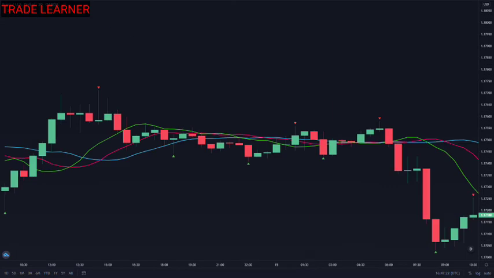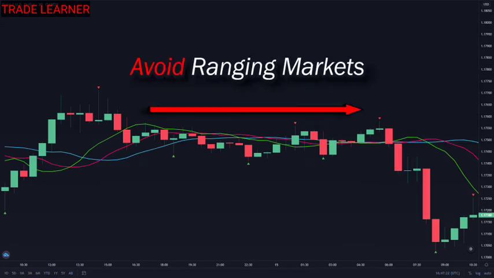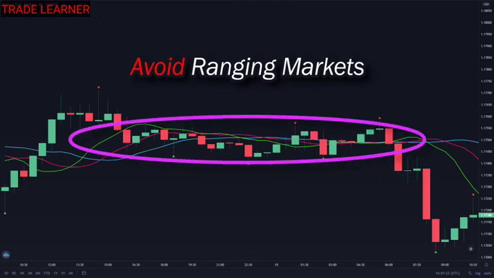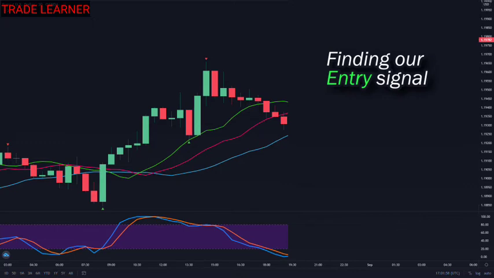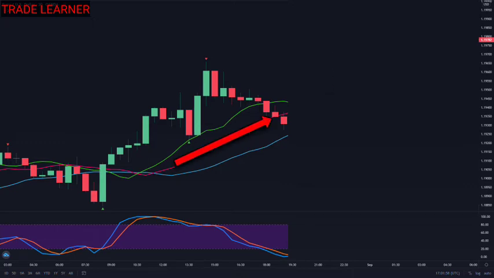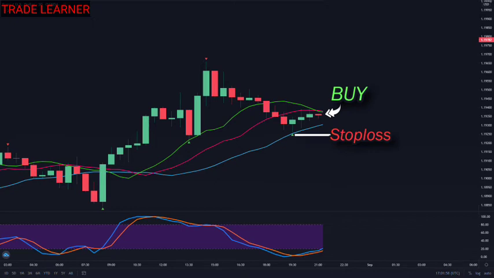Remember, we want to avoid ranging markets that have no clear direction, which can be identified by the lines crossing multiple times in the middle like this. So, once you've identified a trend, the next step is finding our entry signal. If the market is on an uptrend and a bottom fractal appeared while the stochastics RSI is at oversold, you take a buy position. Now for your stop loss, you place it below your fractal candle here.